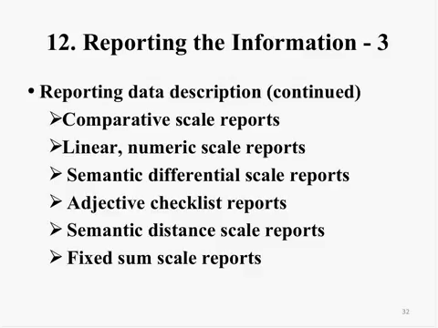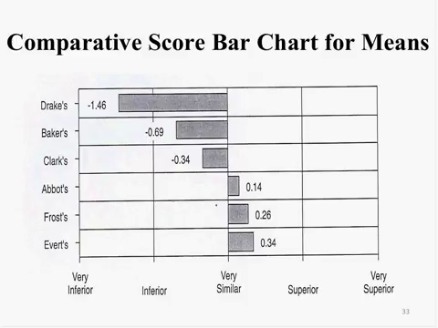On slide number 32, continuing to talk about reporting data descriptions, we have comparative scale reports and linear numeric scale reports, which I'll talk about on the next two slides. And then you can see there's a variety of other report formats, semantic differential scales, adjective checklist reports, semantic distance scale reports, fixed sum scale reports. Again, folks, check out your Google. That's what it's for. Talking about now on slide number 33, comparative scale reports, and then linear numeric scale reports on 34.